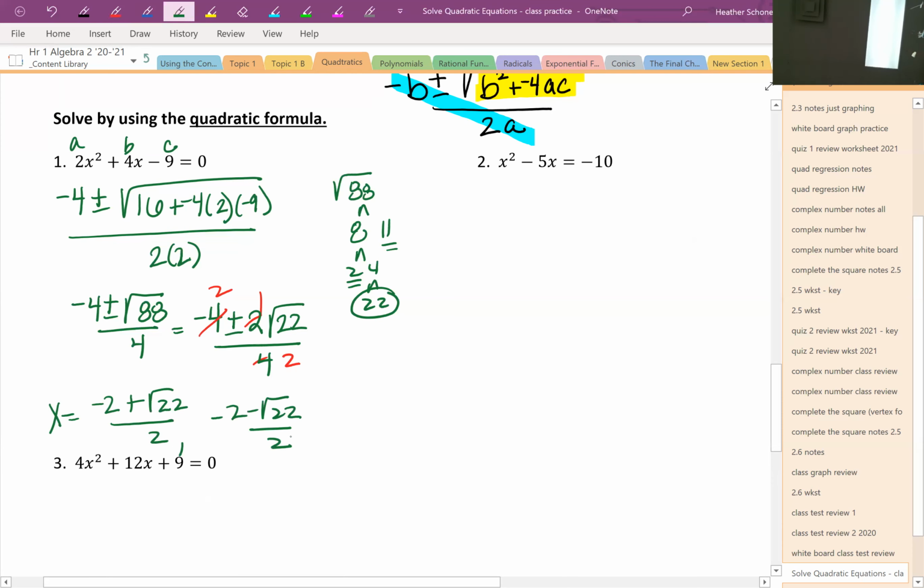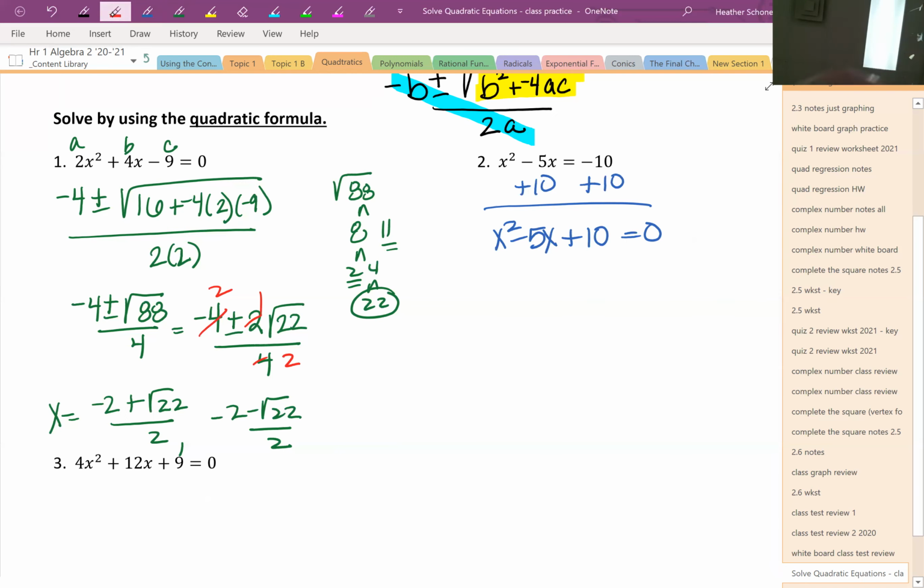So there are my two answers. Okay, let's look at number 2. On number 2, you can't plug it into the quadratic formula because it's not set equal to 0 yet. So I'm going to add 10 to both sides. And when I do that, I get x squared minus 5x plus 10 equals 0.